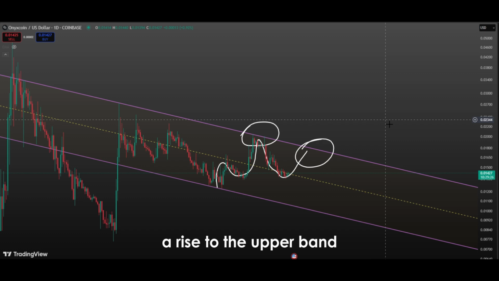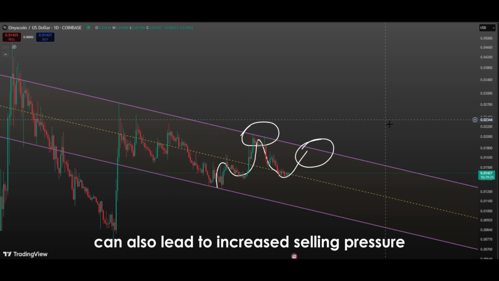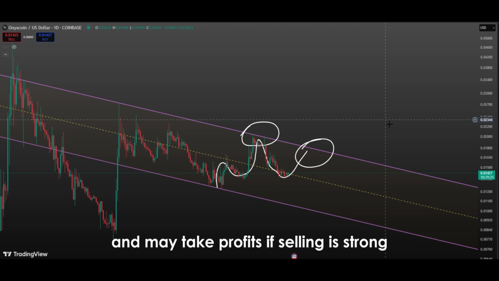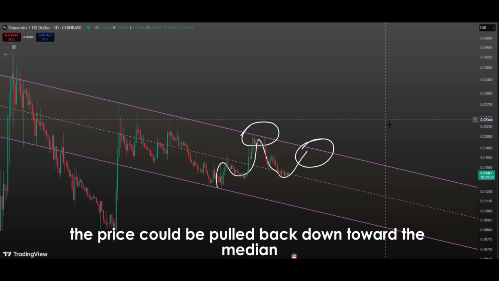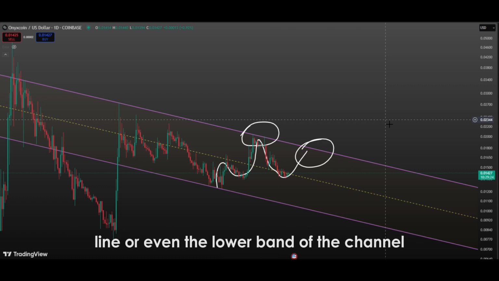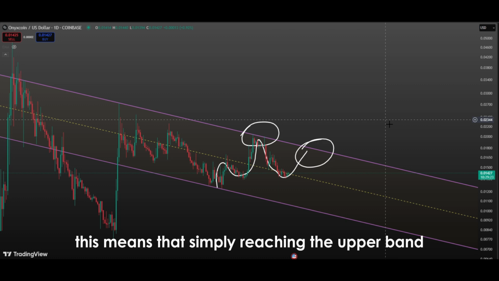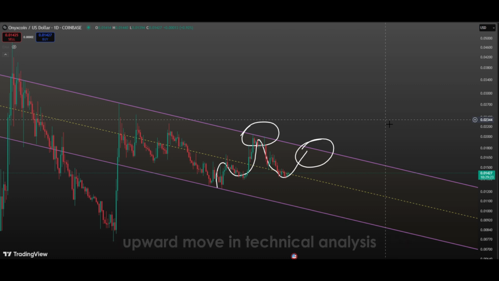A rise to the upper band can also lead to increased selling pressure, as many investors see this area as resistance and may take profits. If selling is strong, the price could be pulled back down toward the median line or even the lower band of the channel. This means that simply reaching the upper band does not guarantee a sustained upward move.